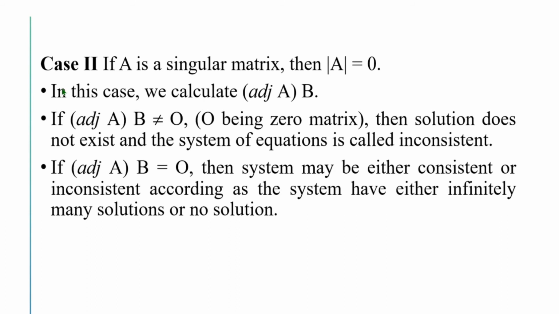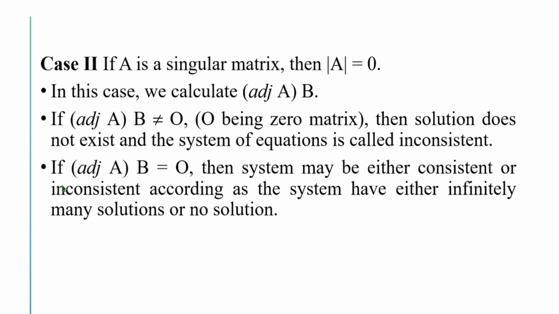Now we will see the next case. If A is a singular matrix, then we have determinant of A equal to 0. So if A is a singular matrix, we have to calculate adjoint of A into B. If this adjoint of A into B is not equal to the zero matrix or the null matrix, then we say there is no solution and the system of equations is inconsistent.